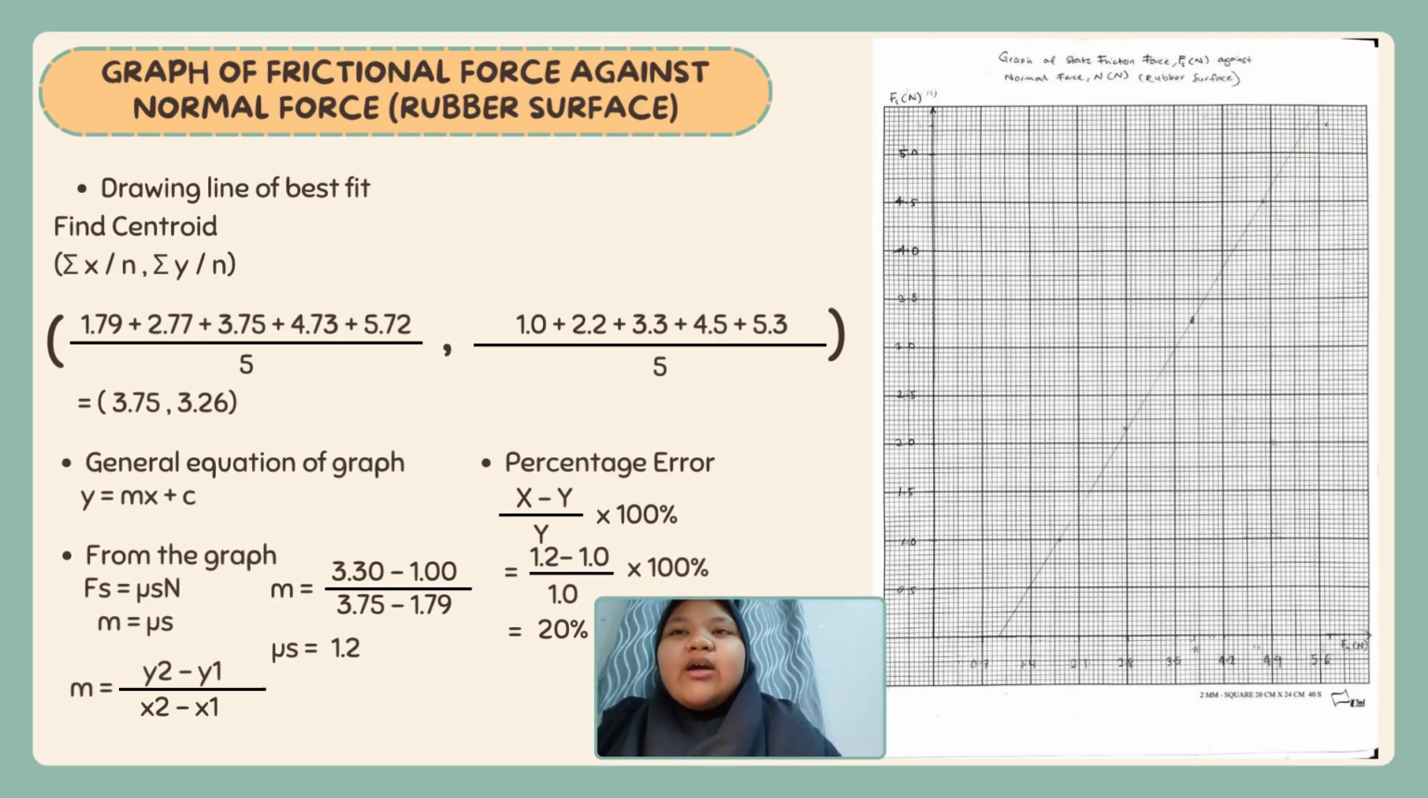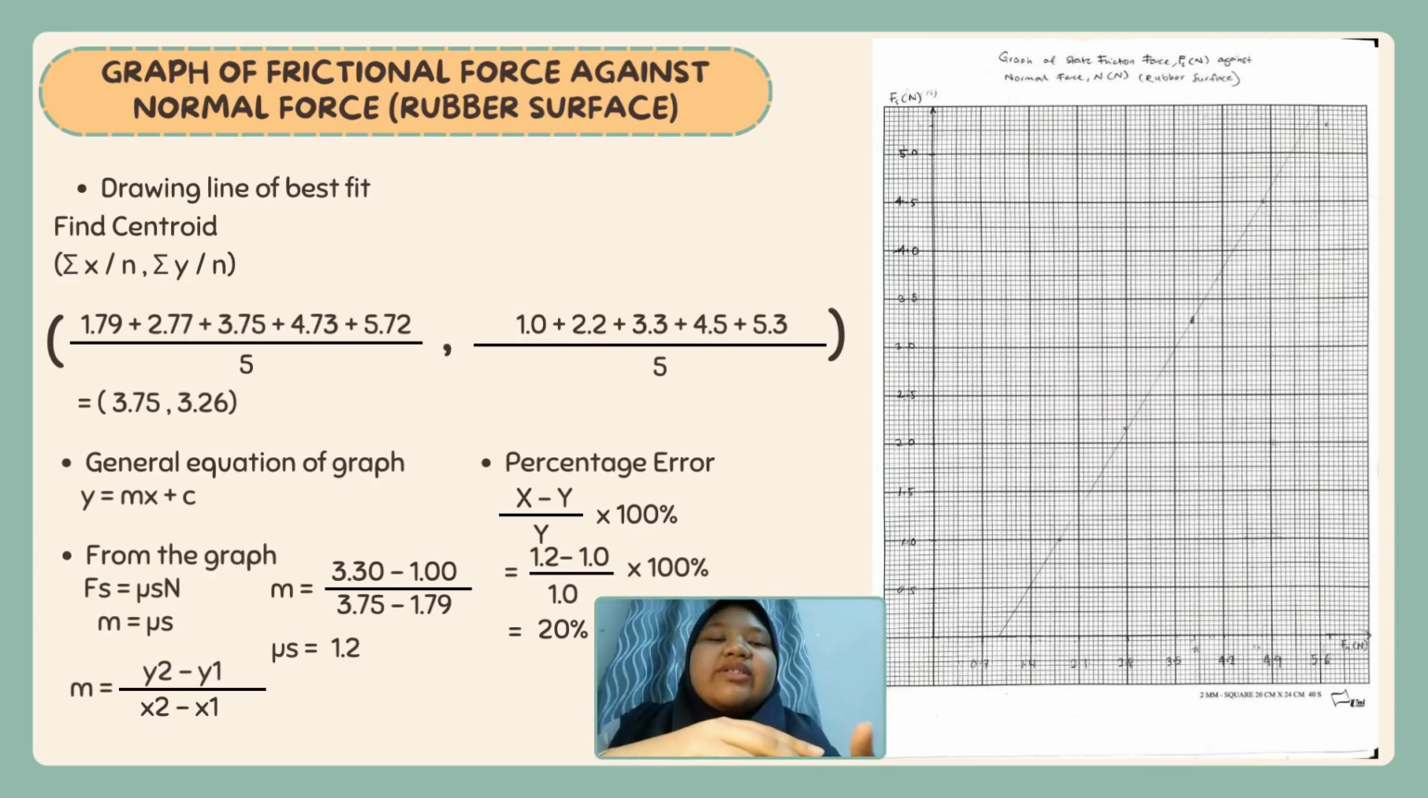Now you may wonder, what does it have to do with the graph? Why do we have to plot the graph in order to find the coefficient of the static frictional force? This is because the coefficient of the static frictional force is actually in the gradient of the graph. Now I'm going to show you how it relates. As you can see, this is a straight line graph, a straight line equation, and we know that the general equation for a straight line graph is y equals mx plus c.